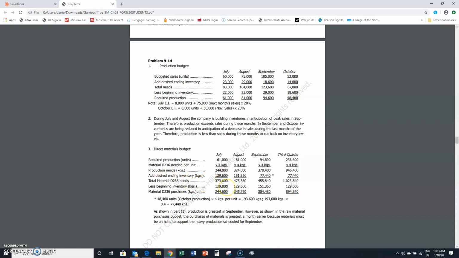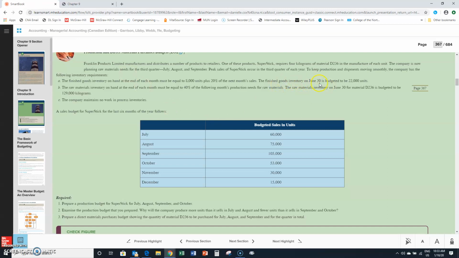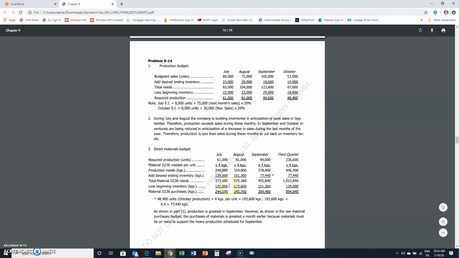But what did you already have to start with? So for this month, it tells us the raw materials inventory on hand for June, 129,000 kilograms. So you already have 129,000, so you need to purchase 244,600. And you go on to the next month.